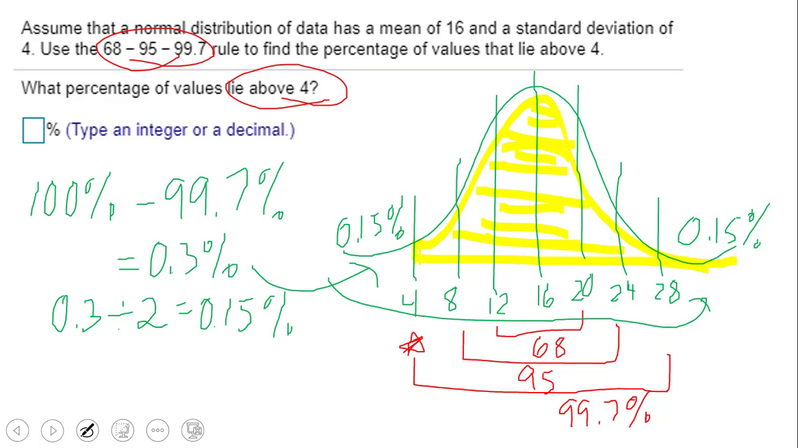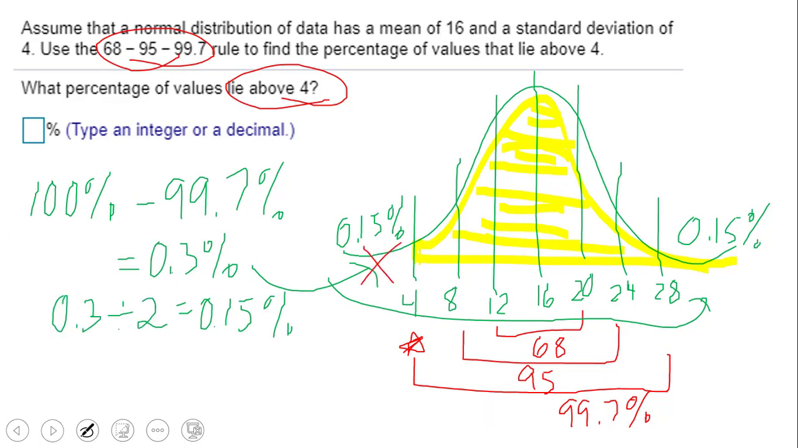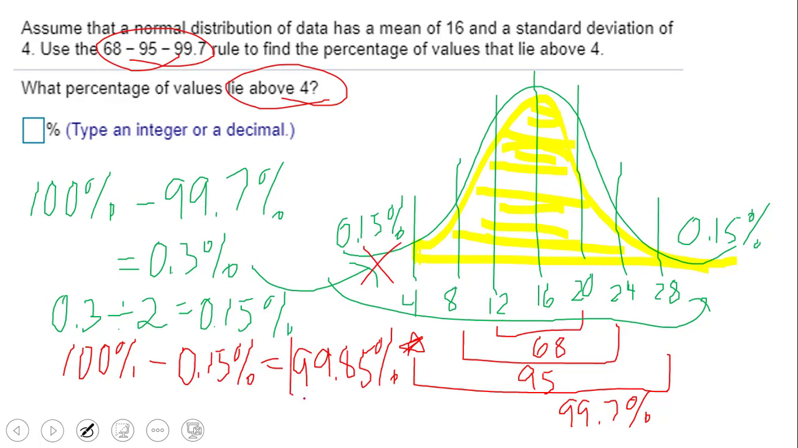So the question says which ones lie above 4. That means I want everything except this area. The only area I don't want is that's below 4. So I want everything out of 100 except that 0.15% that we have figured out is below 4 or less than 4. And that is how we get 99.85% as our final answer of the area of the yellow highlighted, everything that's above 4. So that one really is about as bad as they get.